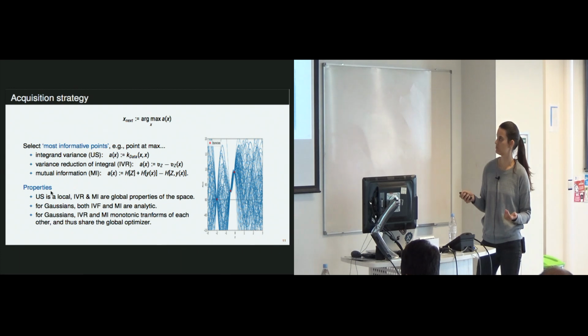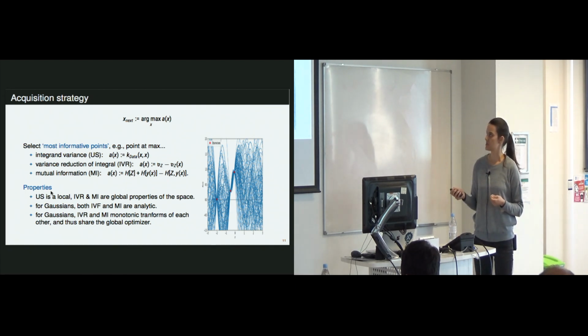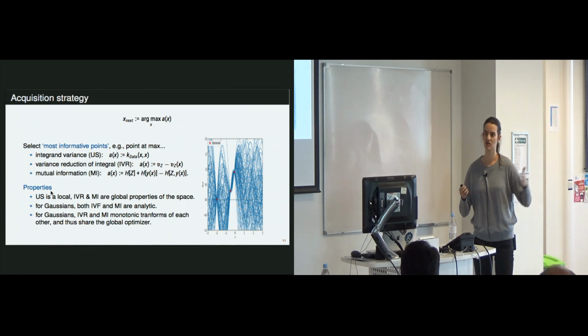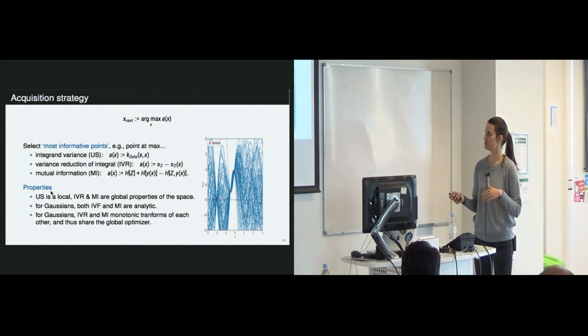And another acquisition might be to go to the point that, if you had observed it, would reduce the variance on your integral the most. So that's like a global scheme because you're taking all the points into account, since the variance of the integral is also an integral over your kernel. And a third one would be the mutual information, which is the information that you gain if you observe y, or the information you learn about the integral if you observe y.